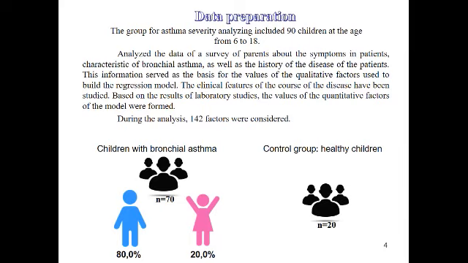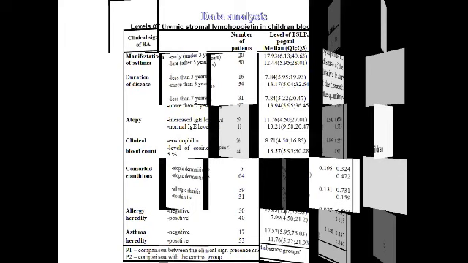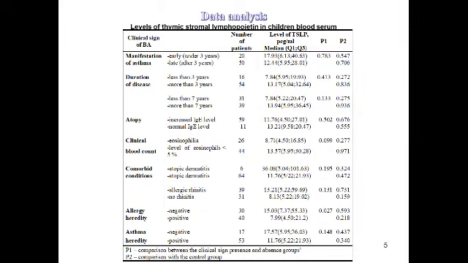The clinical features of the course of the disease were studied. Based on the results of laboratory studies, the values of the quantitative factors of the model were formed. During the analysis, 142 factors were considered. The study purpose is research of the regression model features of thymic stromal lymphopoietin level in blood serum. In order to determine the significance of thymic stromal lymphopoietin in the pathogenesis of bronchial asthma in children, the level of thymic stromal lymphopoietin was studied depending on the clinical signs of the disease, numerical characteristics of which are presented in the table.